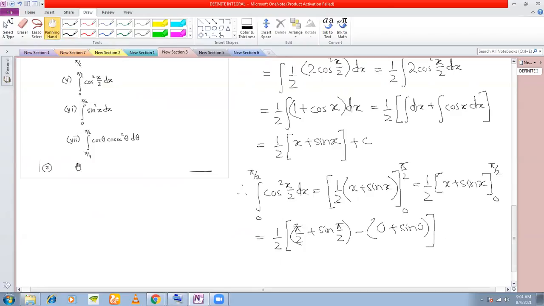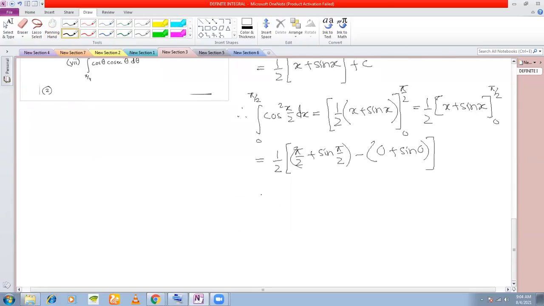Okay. So now you get your half pi by 2. Sin pi by 2 is simply 1. And this part is 0. So you simply get half of pi by 2 plus 1. That's your answer.